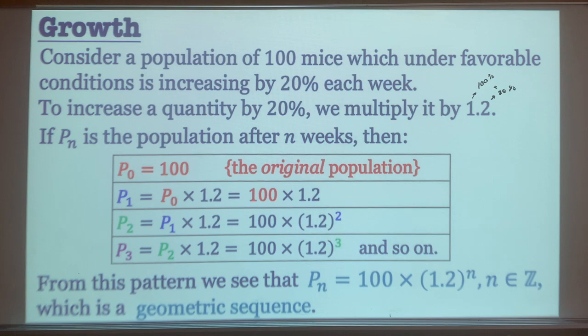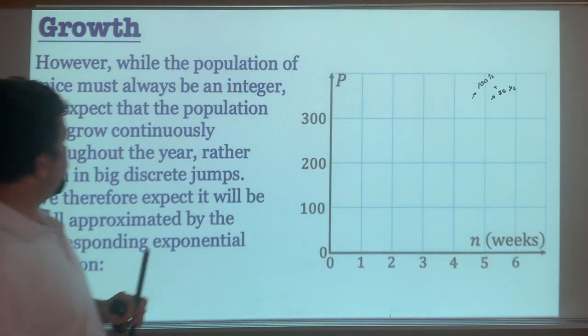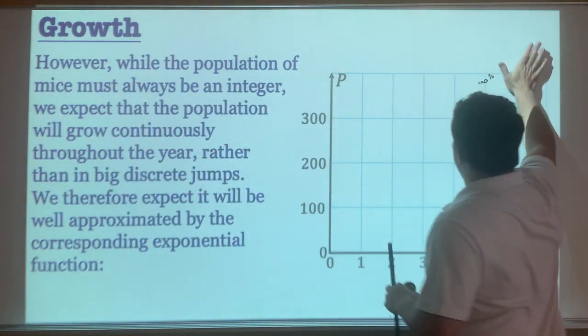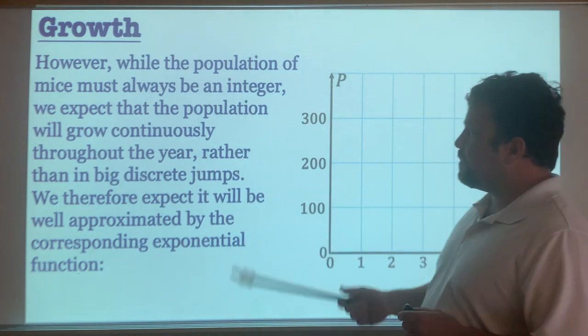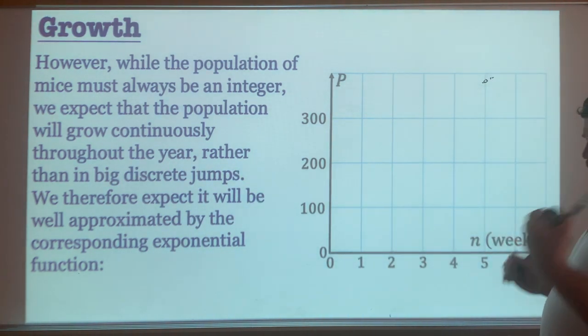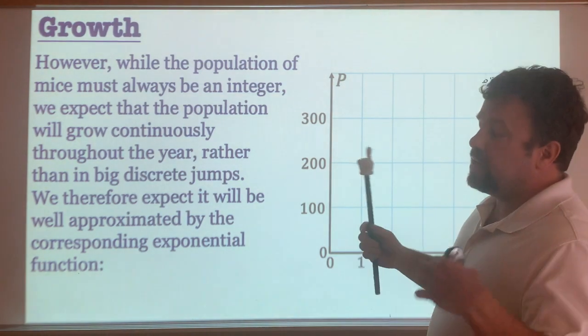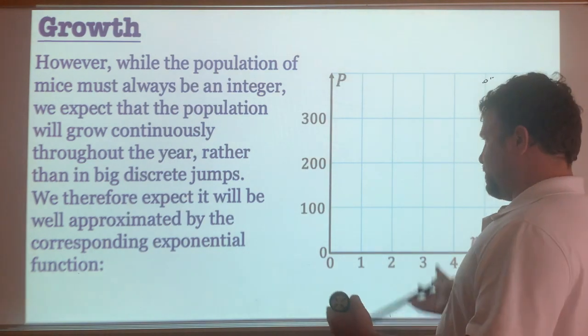Now what we're going to do is handle this group. This is how we do this. We have a graph right here. However, while the population of mice must always be an integer, we expect the population will grow continuously throughout the year. The reason I said natural numbers as opposed to integers is because natural numbers are just integers that are greater than 0, okay?